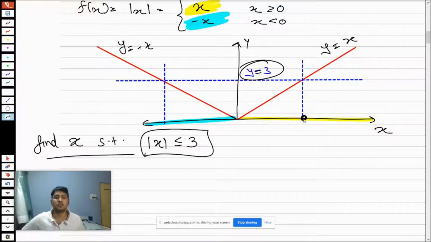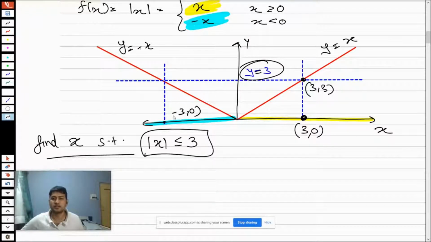So this point, what would this point be? This point is the intersection of y equals 3 and y equals x. So this point is (3, 3). So this point will be (3, 0). Right. And this point would be (-3, 0).